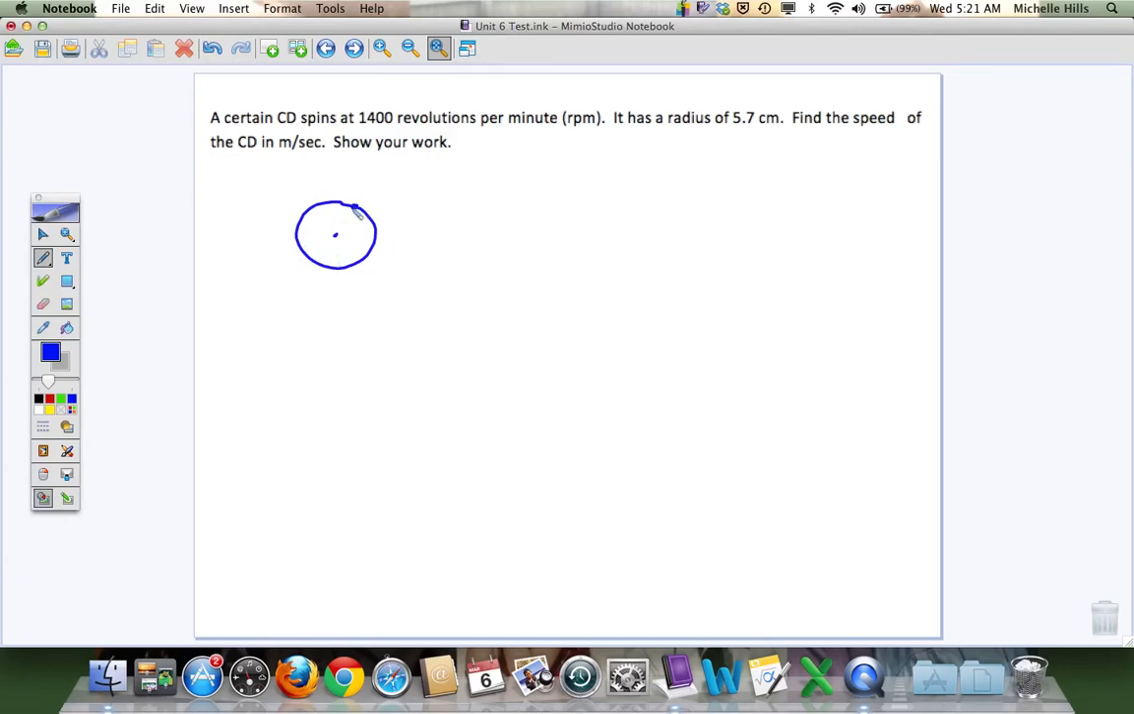Well, I need to figure then how far it travels in one revolution, which is the circumference of the circle. So circumference is 2 times the radius. Let me put that in parentheses. 2 times 5.7 times pi, which means the circumference ends up being 11.4 pi centimeters. So in one revolution, that's how far it travels. So it travels 11.4 pi centimeters in one revolution.